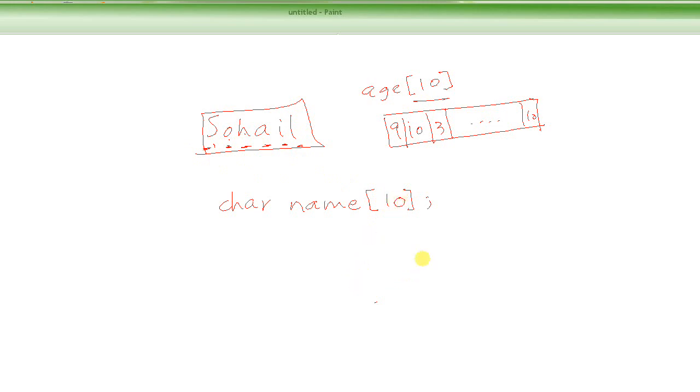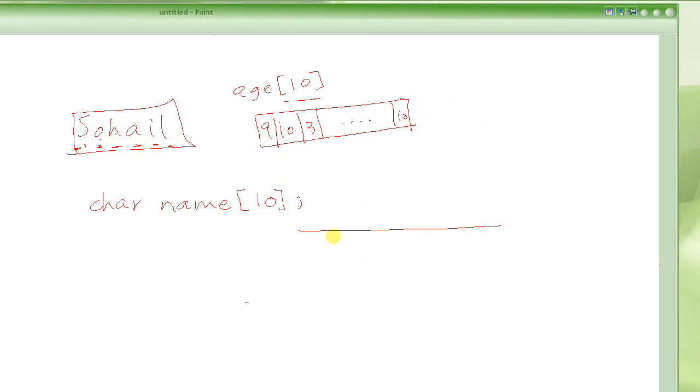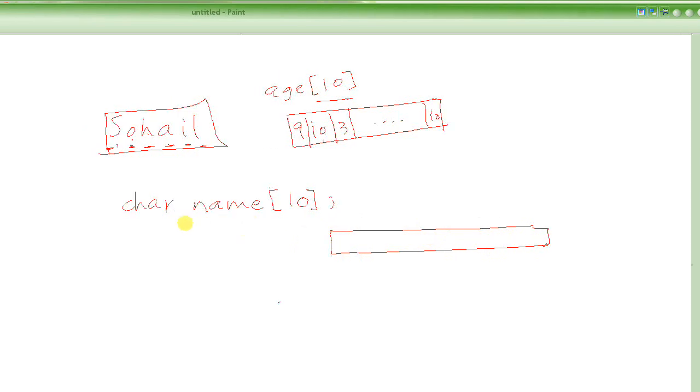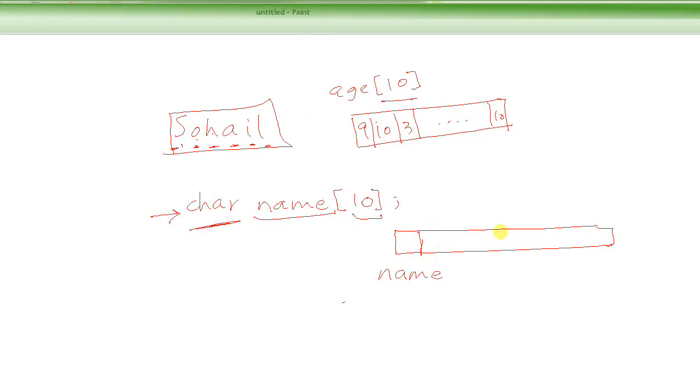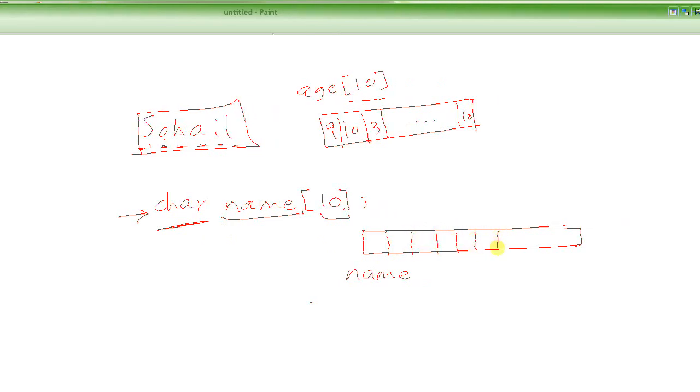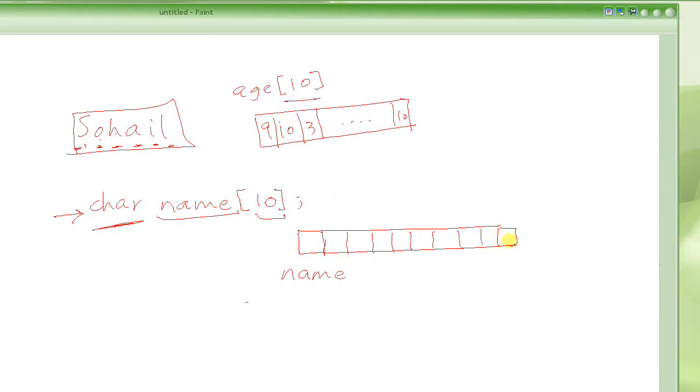So let's say 10. If I represent this with a diagram, this is how it will look in memory conceptually. It is saying: allocate memory and call it name, with enough elements, 10 elements. Each element will be of data type char. If this is enough to store one character, then what we want is 10 of those. 1 2 3 4 5 6 7 8 9 10.